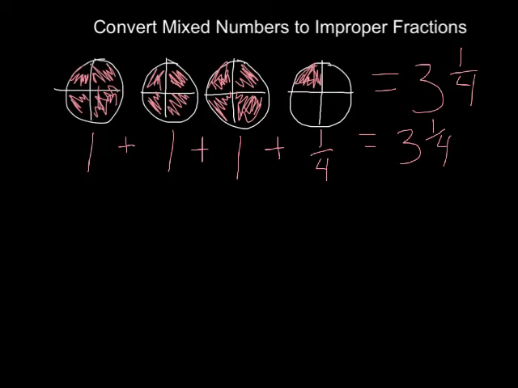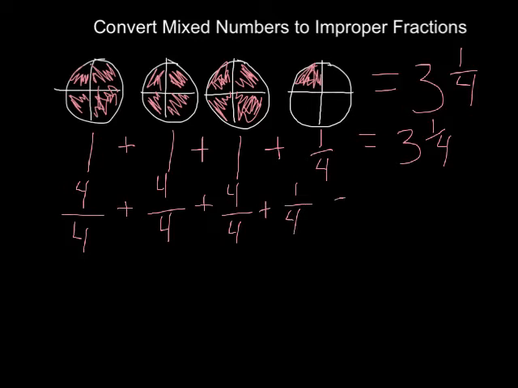Well, we know that the first pizza is in 4 different parts, so that will be our denominator. And we have 4 pieces. So 4/4 we have for the first pizza. For the second pizza, we have the same amount. We have 4 pieces that are cut into 4 equal parts. Same with the third pizza. In the last pizza, we have only 1 out of the 4 pieces left.